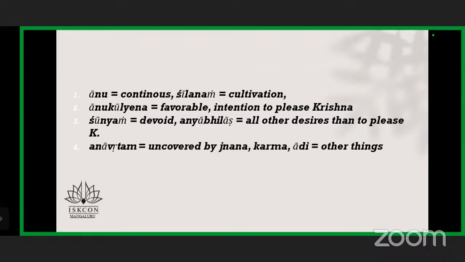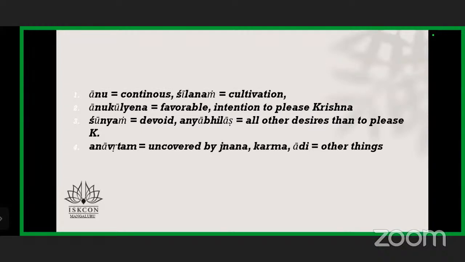So what is the intention behind doing your activities? Is it for your sense gratification, or is it for Krishna's sense gratification? So we should see what is the intention behind our activity, and we should not speculate on our own. We should see what Shastra says. So what Krishna wants from us, right?